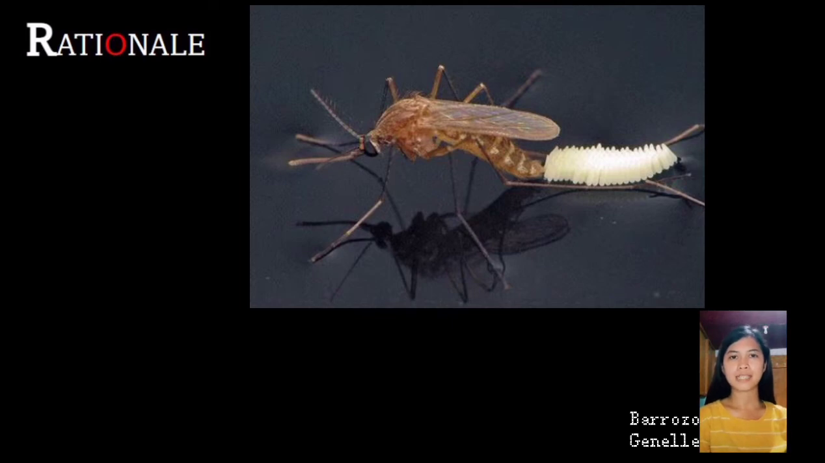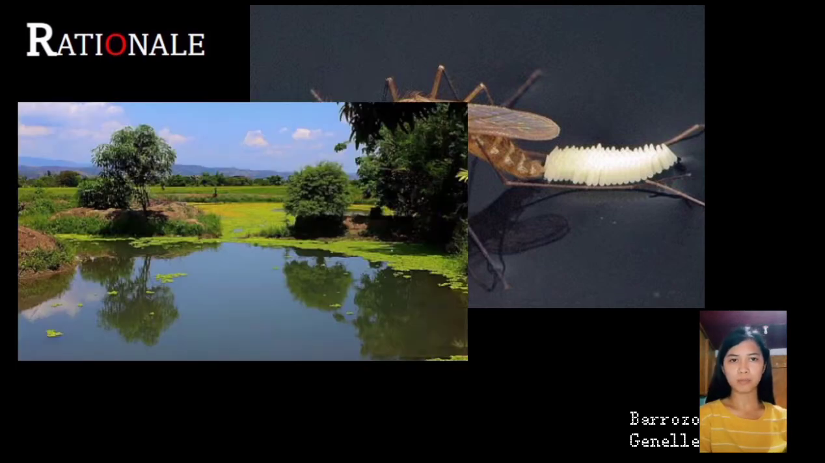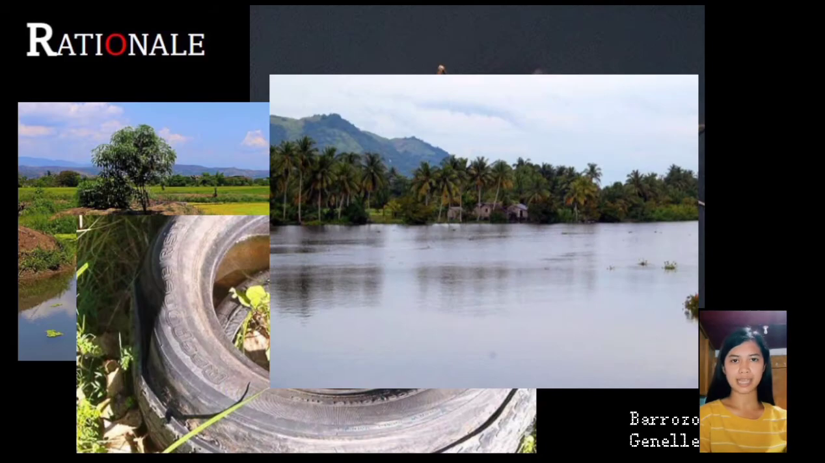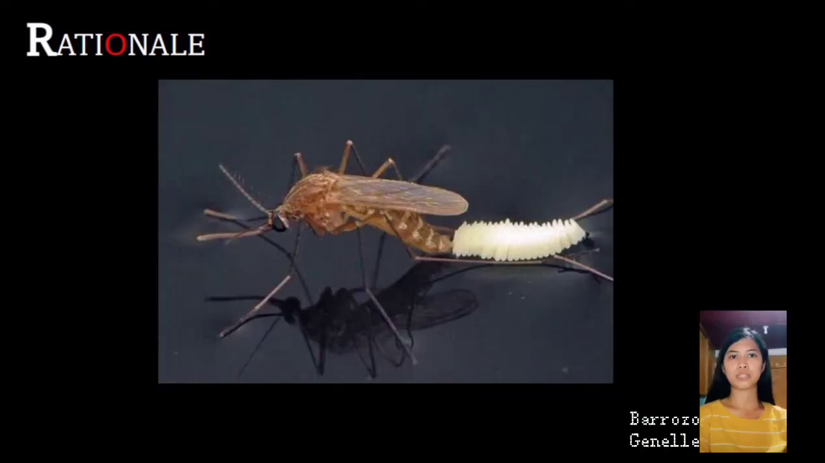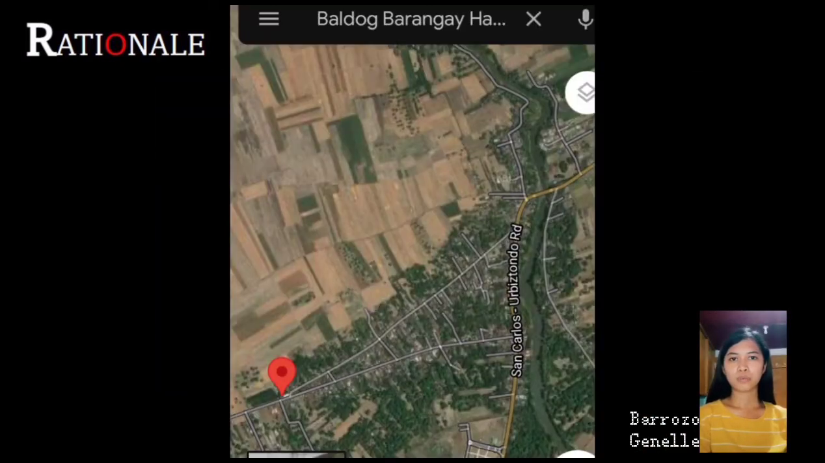Some ideal places for mosquitoes to breed are swamps, stagnant waters, and riversides. Barangays near the San Juan River of San Carlos City are mostly prone to mosquito breeding, like Barangay Baldog, which contributed to the percentage of dengue cases in the city and is still a considerable risk because of its geographical location.